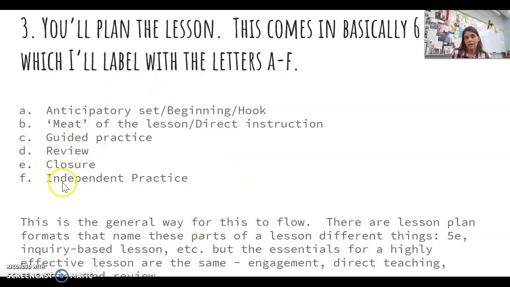Sometimes C, D, E, and F are a little bit different. Like you may move F up between C and D because you want them to have some independent practice before you review. And sometimes, like often in math, you do the lesson, you do the practice, you review the practice, you kind of close that out, and then you say, okay, I'm going to give you a worksheet and I want you to work through these practice questions. Okay?